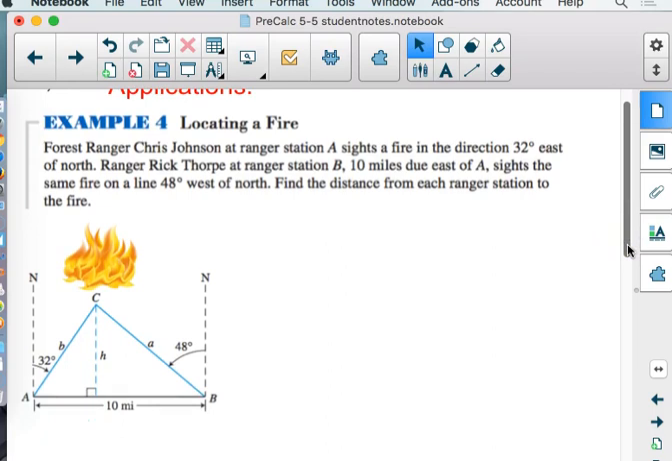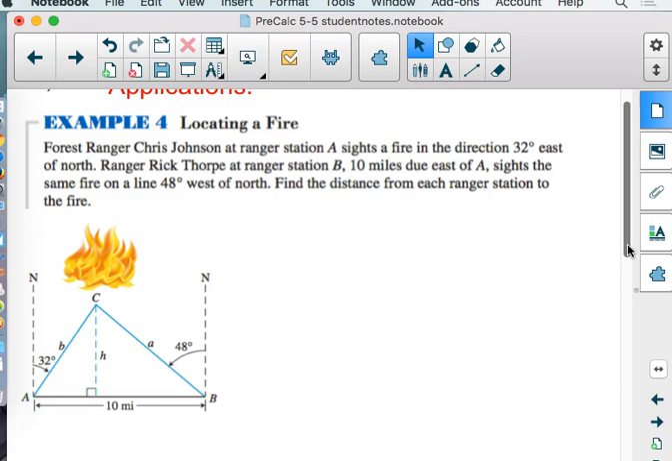Forest Ranger Chris Johnson at Ranger Station A, so here we are over here at A, sights a fire in a direction 32 degrees east of north. Oh, right there. Cool. Got it all labeled for us. Ranger Rick Thorpe at Ranger Station B, right here, 10 miles due east of A, so due east, 10 miles, sights the same fire on a line 48 degrees west of north. That makes sense. West of north is going to go there. Question. Find the distance from each ranger station to the fire.